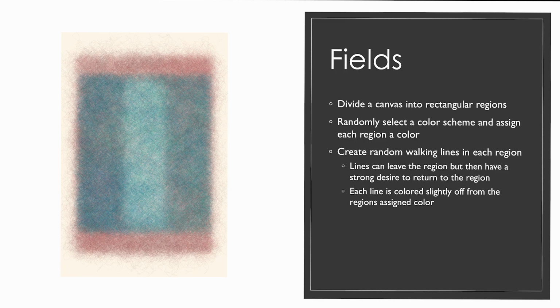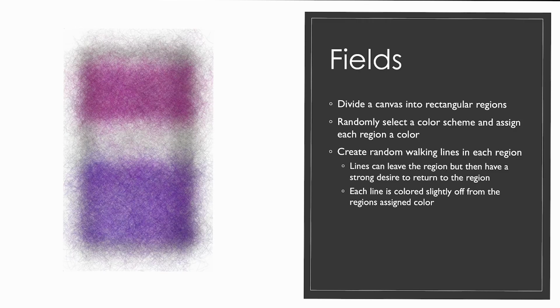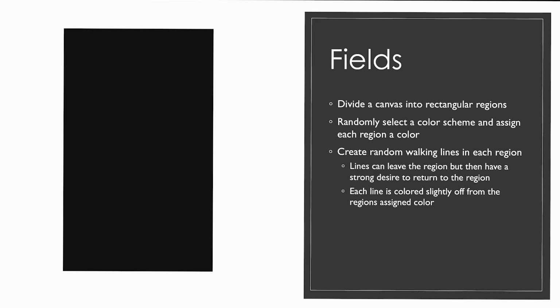And what gives the compositions a fuzzy kind of outline is the lines can leave the region that they're in, but they have a very strong desire to stay within the region. So if they leave the region, the further out of the region they get, the stronger the urge for them to go back towards the center becomes. Each line in the composition too is slightly different from that base hue of the region to give it some variety. The lines all have a little bit of transparency in them too.